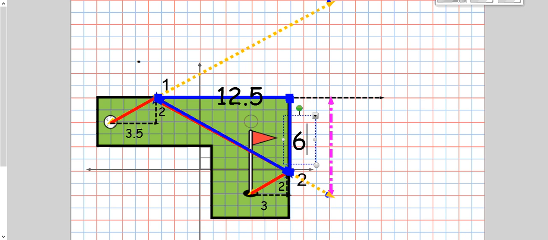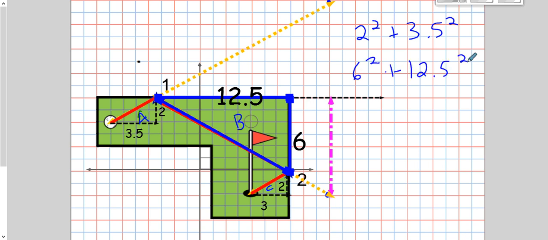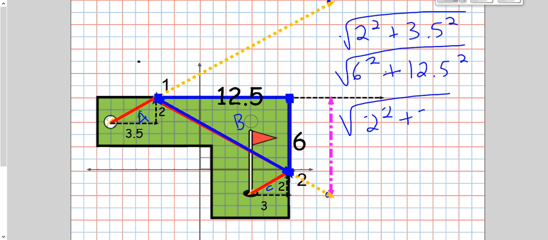So when I'm looking at my calculations to do my distance formula, we'll say this is triangle A, triangle B, and triangle C. Calculating triangle A, we do 2 squared plus 3.5 squared to find its distance. For the big triangle, 6 squared plus 12 and a half squared. We'll have to take the square root of that as well to find our distances. And then the square root of 2 squared plus 3 squared. Once again, remember that these calculations are estimates. They are not exact, but we are trying to give a rough estimate of what the distance would be for traveling.